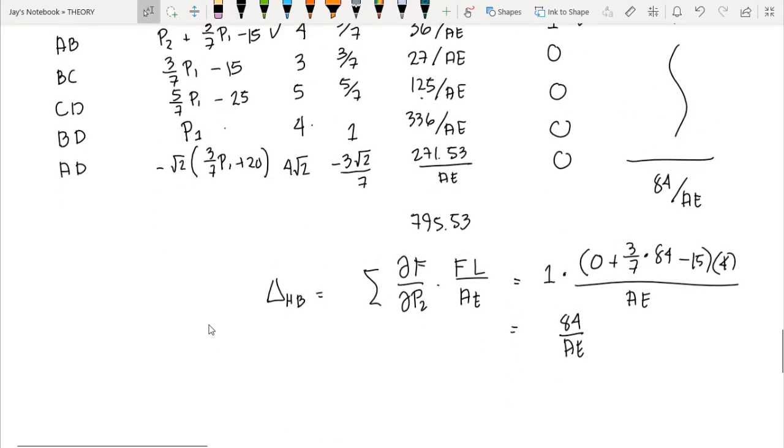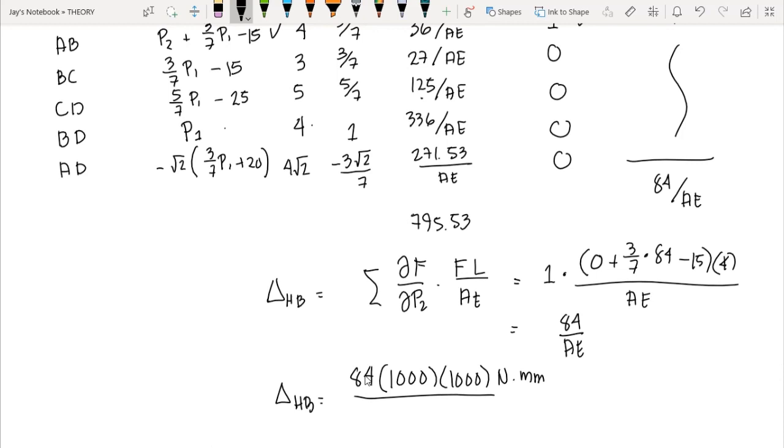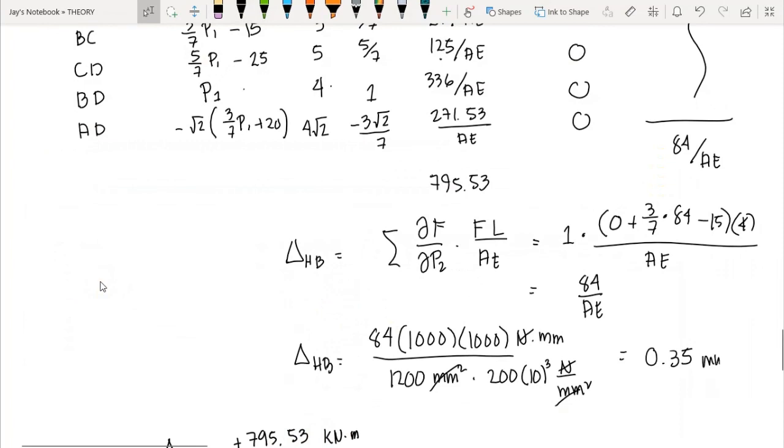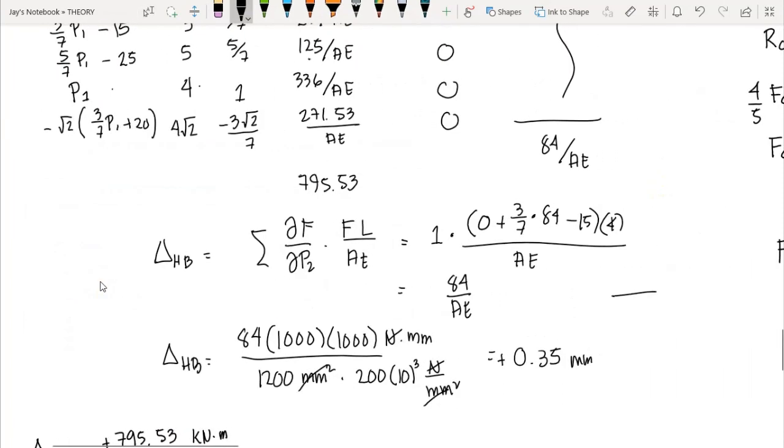So to compute for the real or the exact deformation, so we have 84. So we multiply 1,000 times 1,000 to convert kilonewton meter to newton millimeter over the area, which is 1,200 millimeter squared, and E is equal to 200,000, and the unit is in newton per millimeter squared. So we can cancel out newton and millimeter squared. The remaining would be in terms of millimeter. The answer is 0.35 millimeter. And since we have positive answer, our direction of P2 is correct.